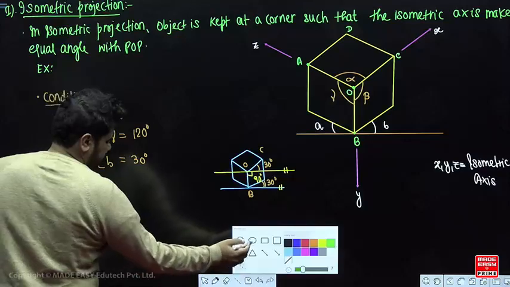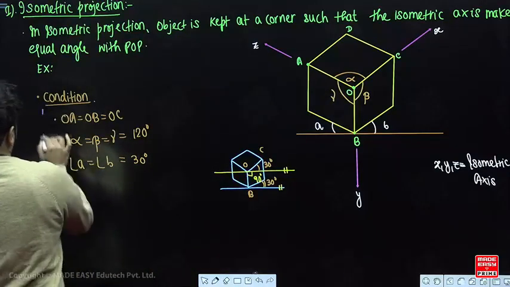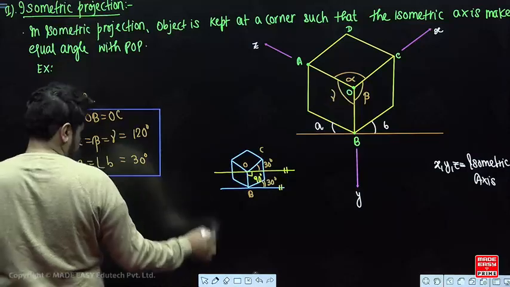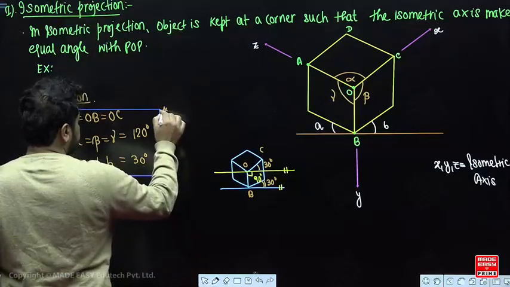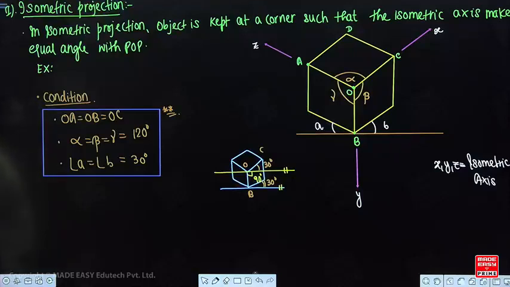So this becomes the condition for isometric projection. Did you understand? So this is the condition of isometric. In the exam they will directly ask you the condition. Fine. So for isometric, all the three sides should be the same, the included angle should be 120 degrees, and the angle by which I have to topple the object is 30 degrees.